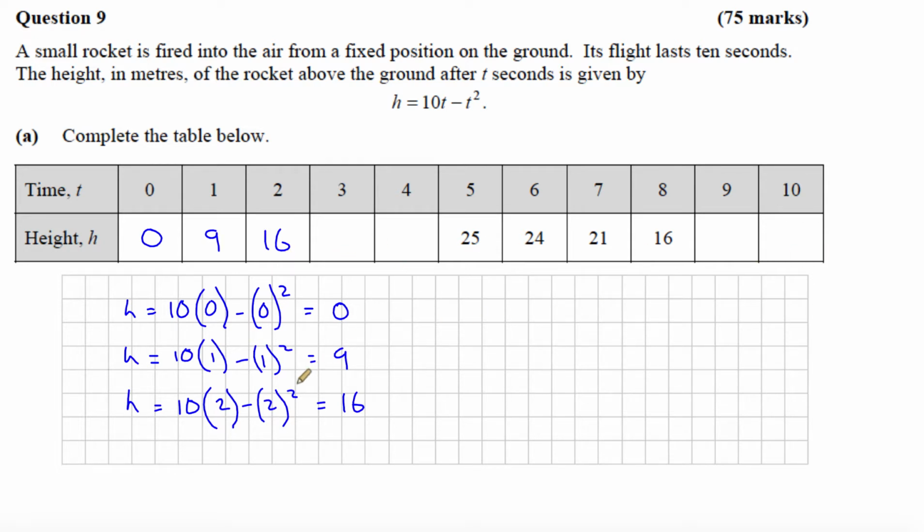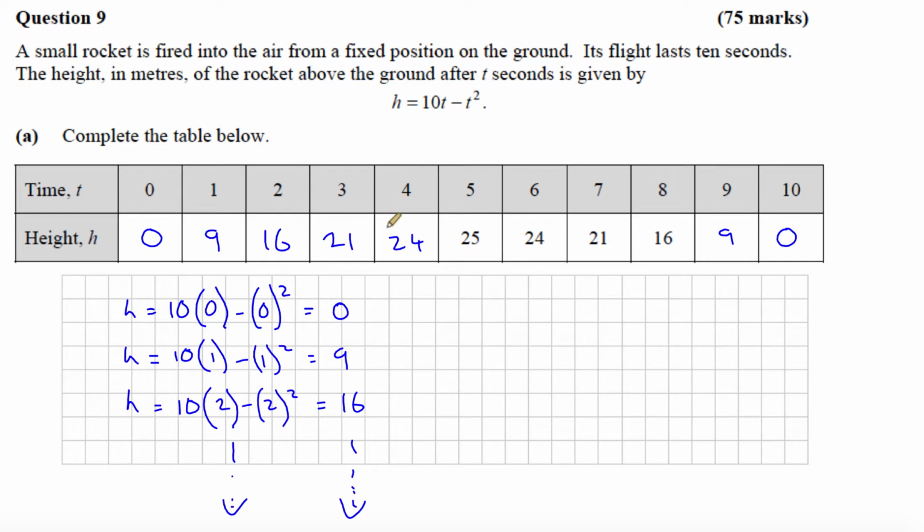And you just go on and on doing these. So I'm not going to bother doing all of them. Just continue on there. Do 3, 4, 9, and 10. And the values you should get are 21, 24, and for 9 and 10 you should get 9 and 0.